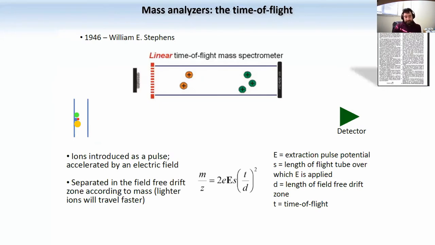Let's start with the time of flight. The time of flight is probably the most intuitive, so I like to start from here. It's also the first modern mass analyzer, created by this guy named William Stevens. He patented it in 1952 at the University of Pennsylvania. That's actually where I did my postdoc. This is a picture of the patent of the time of flight back then.